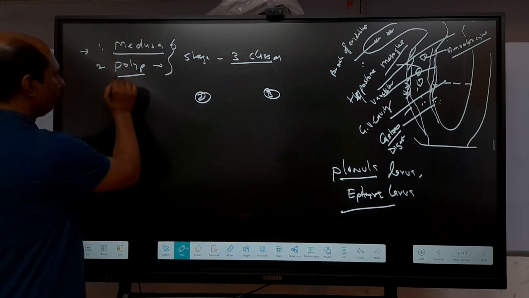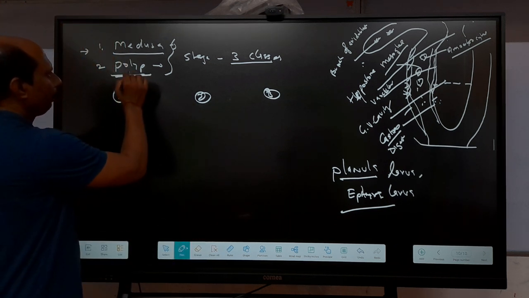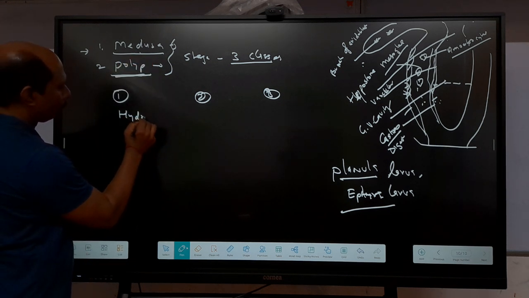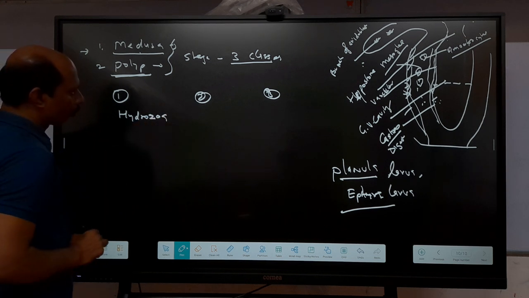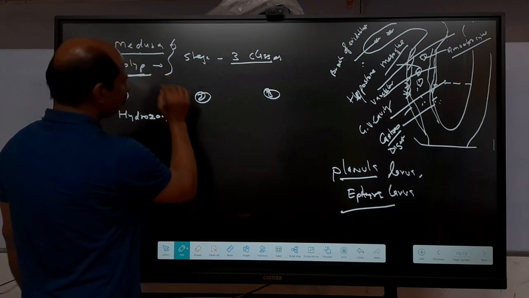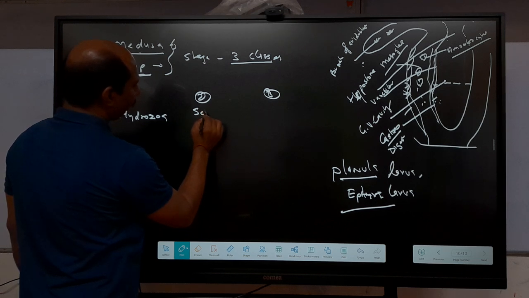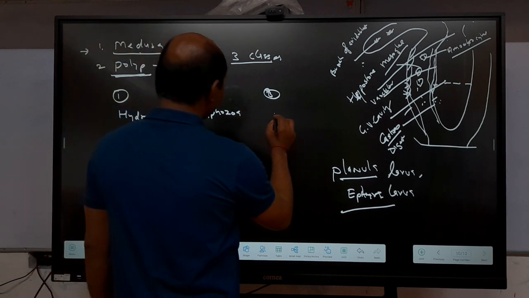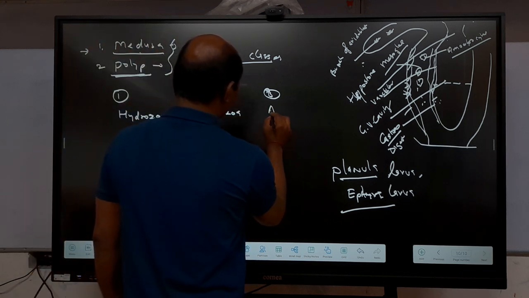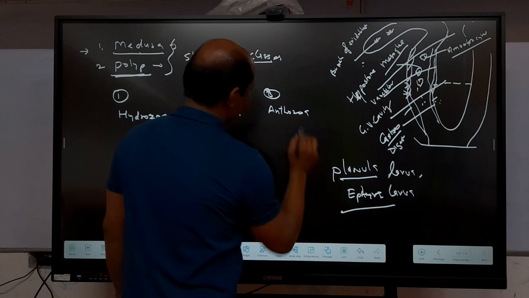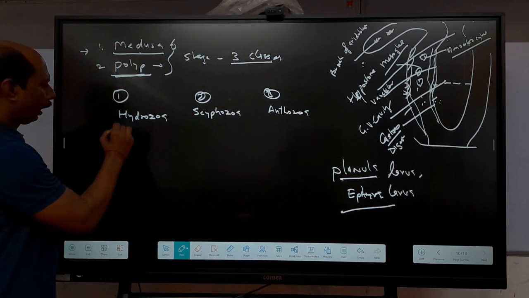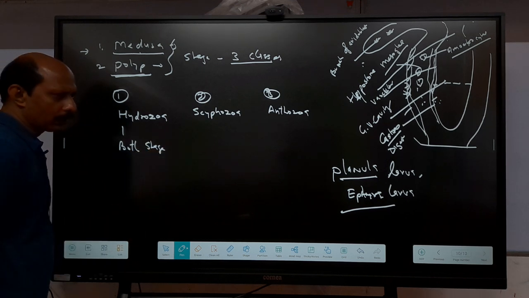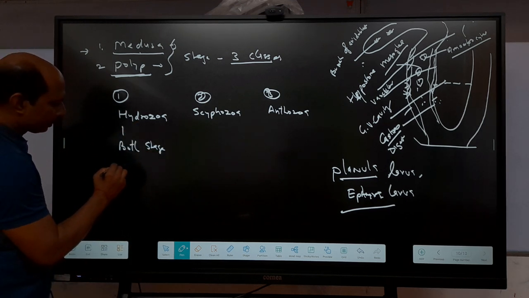Look, first, if both polyp and medusa stages are present, then it is called Hydrozoa. If only medusa is present, it is called Scyphozoa. If only polyp is present, it is called Anthozoa. Right? Three classes are there. Hydrozoa means both stages are present, which means alternation of generation is present here. But one exception is there.